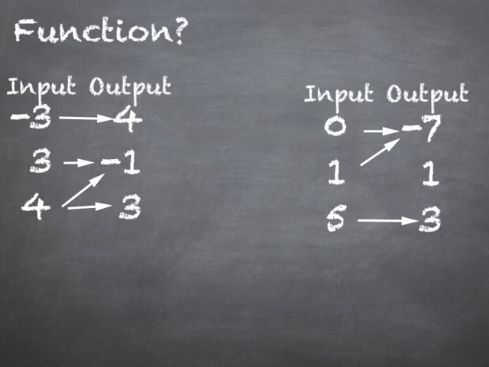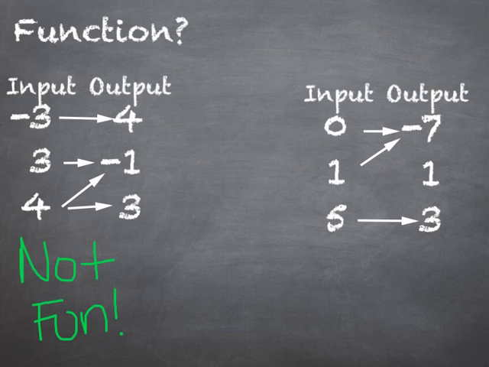They'll also give us mapping diagrams to look at. The little arrows are saying which number that input is grouped to. So -3 is grouped to only 4, 3 is grouped to -1, and 4 is grouped with -1 and 3. Since it is grouped with more than one output, this one is not a function.